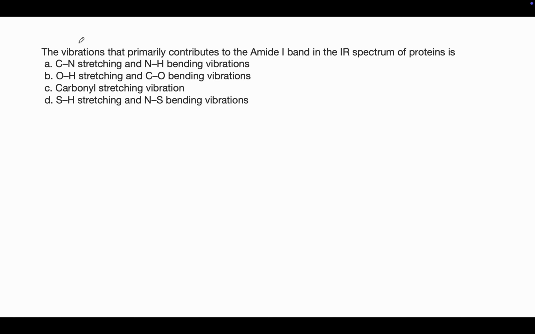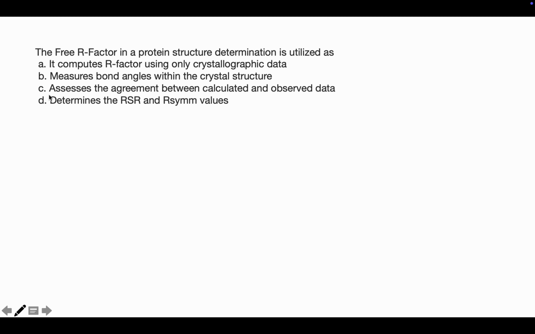The vibrations that primarily contribute to amide 1 band in the IR spectrum of the protein. This is because of carbonyl stretching vibration. So the amide 1 band is formed by carbonyl stretching vibration.